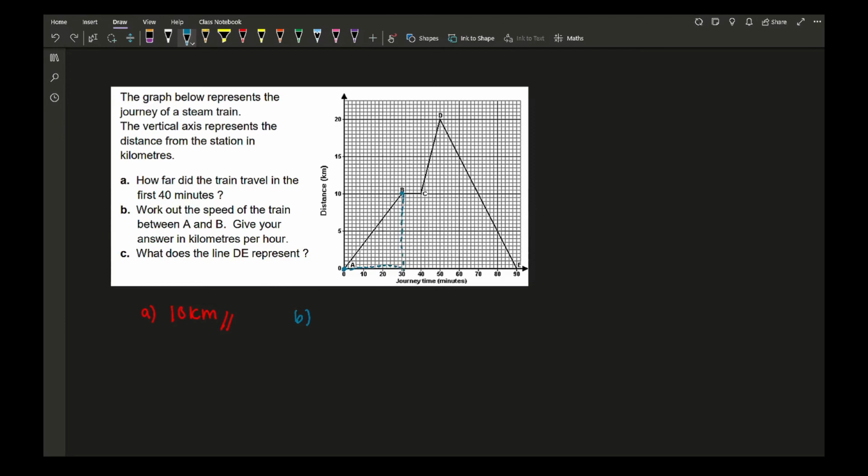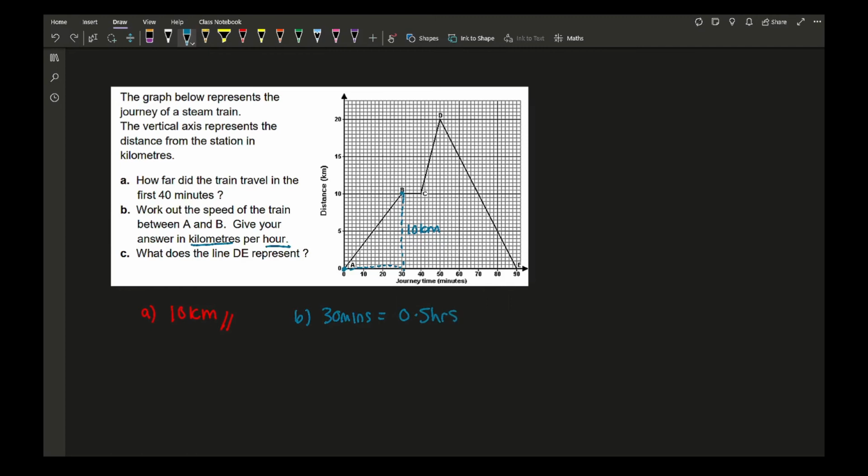And the question says to give our answer in kilometers per hour. So in terms of the distance, here it's traveled 10 kilometers. Now here it's traveled 30 minutes, and that equals 0.5 hours.